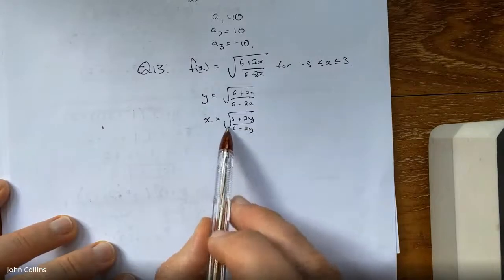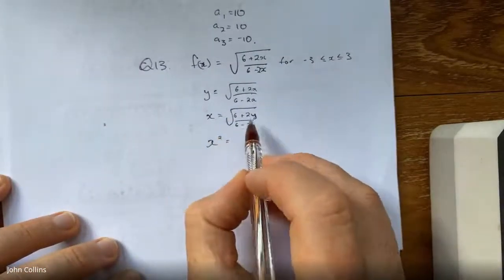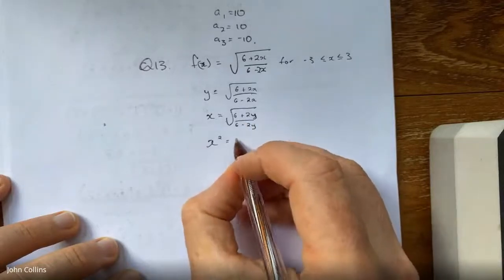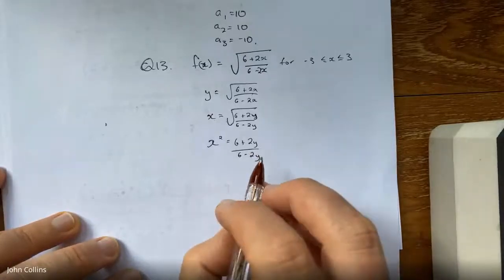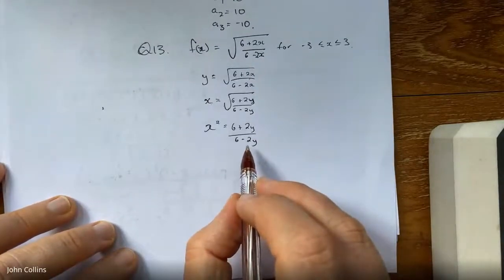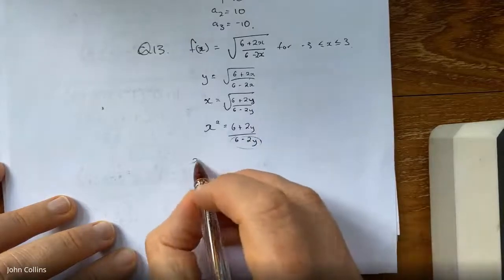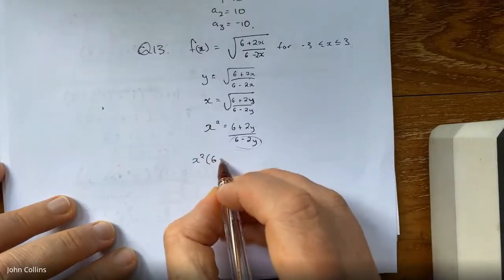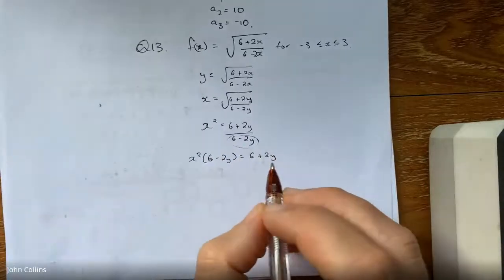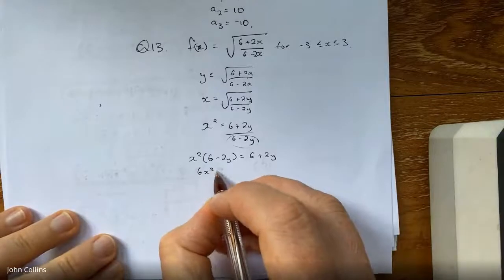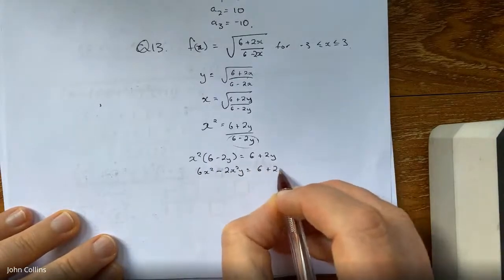So how do I get rid of the square root? Square both sides. So I'm trying to get y equals again. So I've squared both sides. So that's great. Multiply both sides by 6 minus 2y. So that's going to be x squared times 6 minus 2y equals 6 plus 2y. Okay, so that's going to give me 6x squared minus 2x squared y is equal to 6 plus 2y.